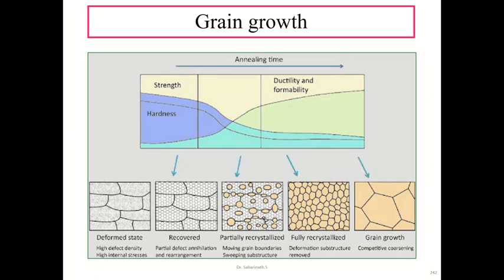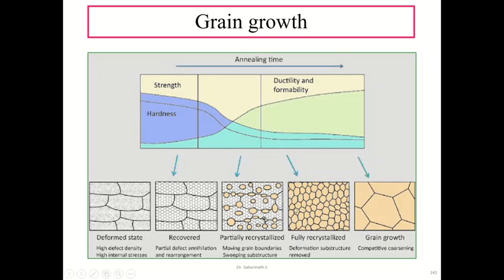First is the deformed state. As you can see here, it has high dislocation density and high internal stresses. With the increase in annealing temperature, the first stage is recovery, in which partial defect annihilation and rearrangement take place. Next is the recrystallization stage, first the partially recrystallized state. We can see new strain-free grains generated, moving grain boundaries and sweeping the structure.